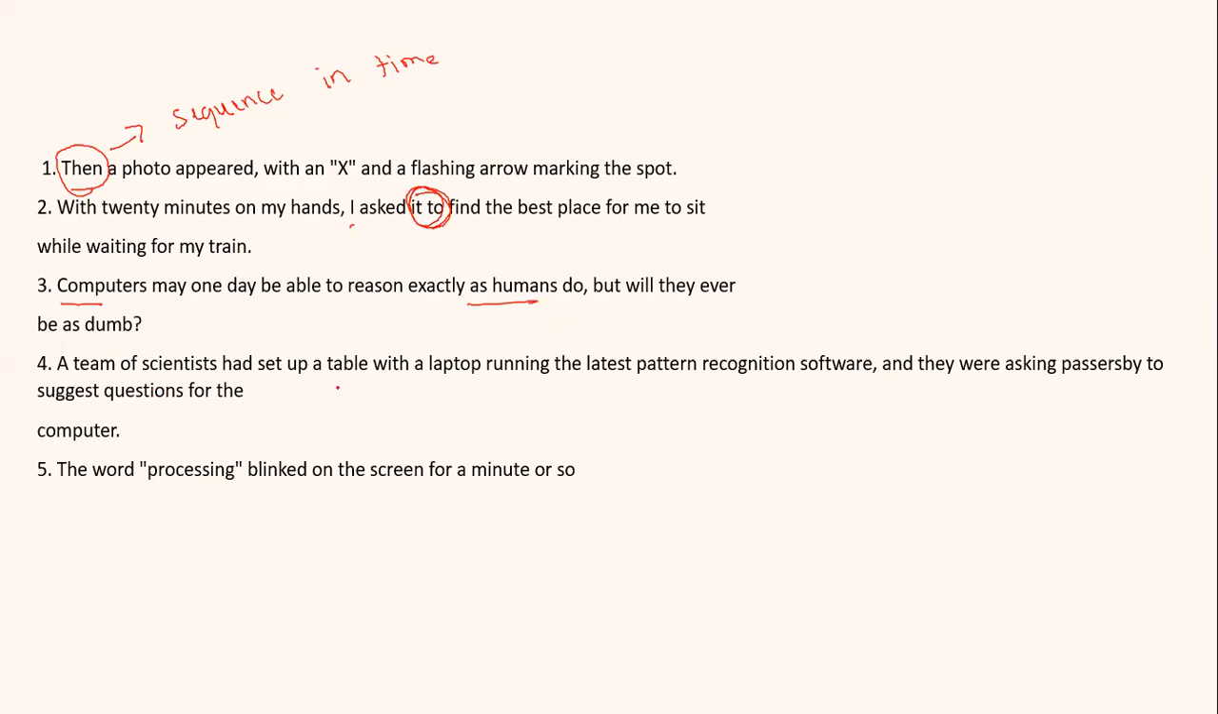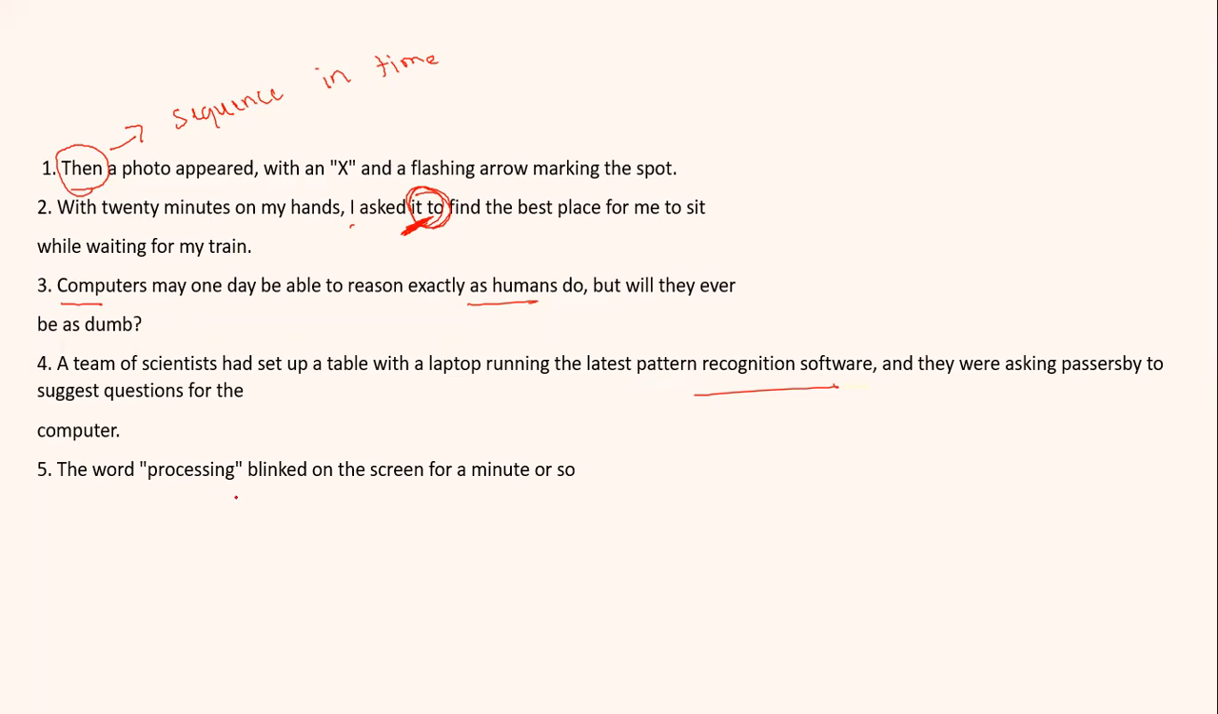Fourth, a team of scientists had set up a table with a laptop running the latest pattern recognition software, and they were asking passersby to suggest questions for the computer. So the team of scientists were asking the passersby to ask a question, and this perhaps can refer to the it of 2, the software. So I had 20 minutes in my hand, and that's why I asked the software, tell me where should I sit, right? Because scientists were asking passersby to ask the question. I asked where should I sit.